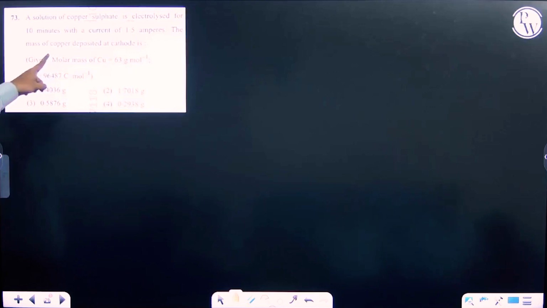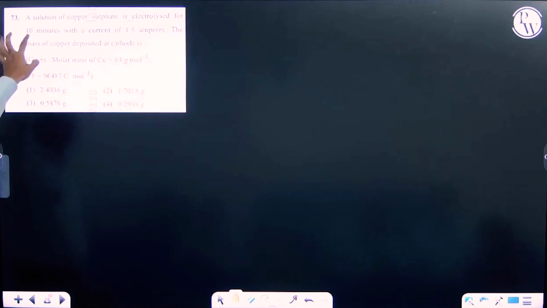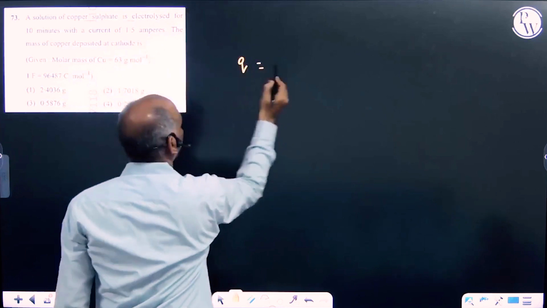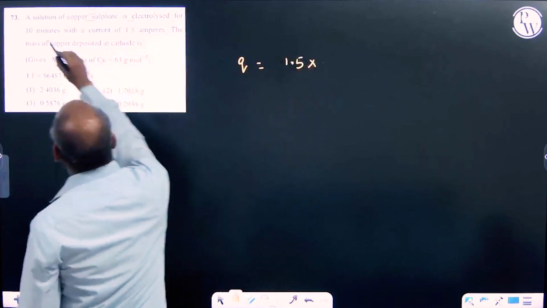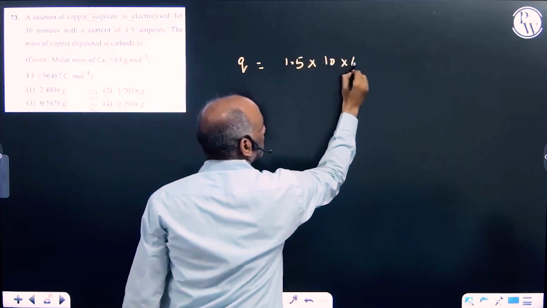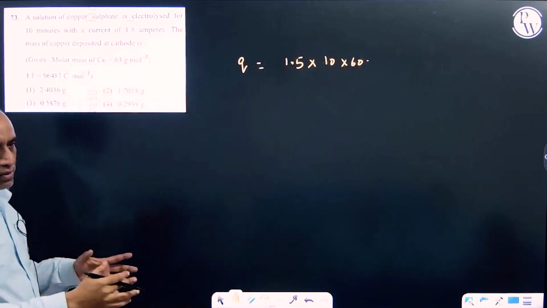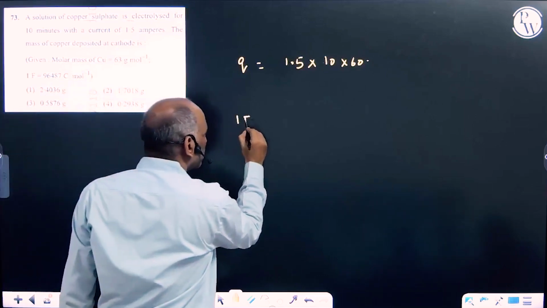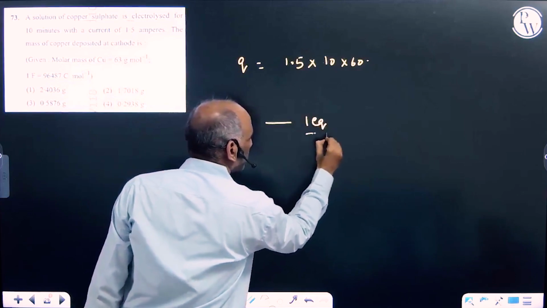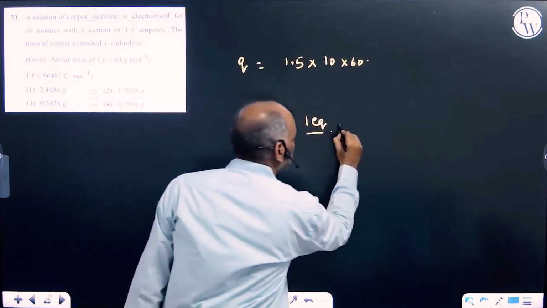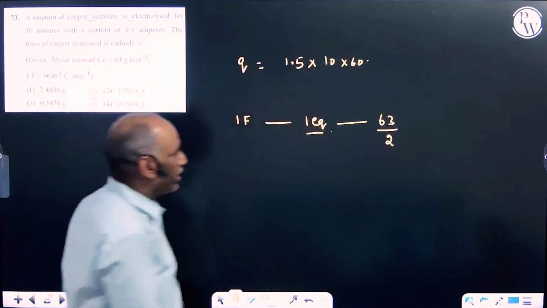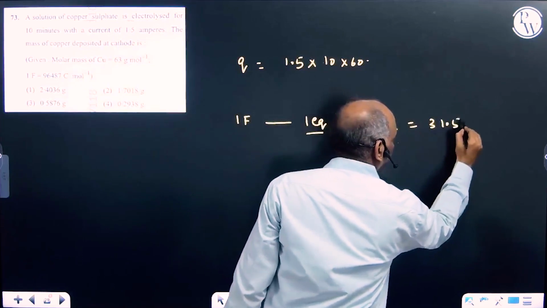A solution of copper sulfate is electrolyzed for 10 minutes with a current of 1.5 amperes. So he has given T, he has given strength of the current. First predict what is Q, that is nothing but C into T, 1.5 amperes multiplied with 10 minutes, 10 into 60 seconds. And since we are dealing with Faraday's laws, 1 Faraday of charge will always deposit 1 equivalent weight of the substance. 1 equivalent weight means it is 63 grams divided by 2 because it is copper sulfate, and hence equivalent weight will become 31.5 grams.